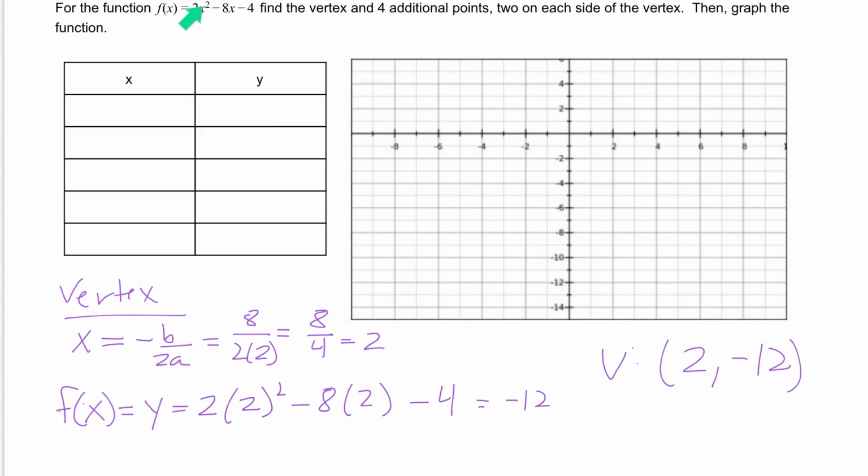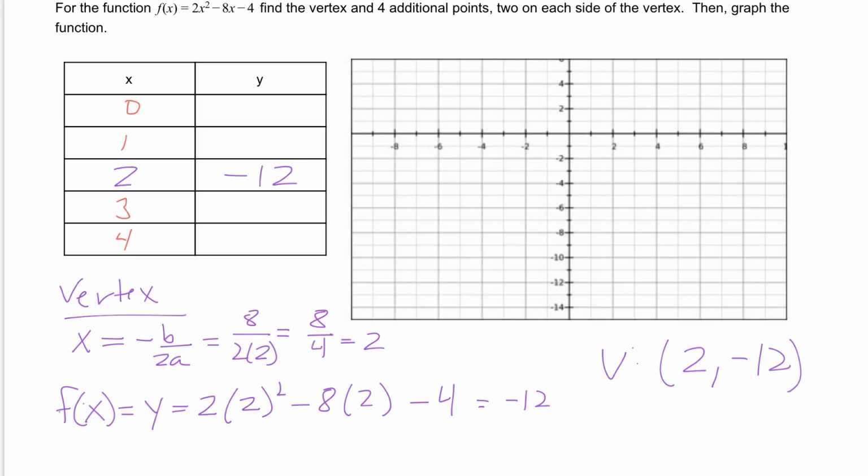We know that this function is going to open up because it's a positive leading coefficient, so that helps us know that our graph is going to look something like this, meaning this is going to be the lowest point of our graph. When we fill out our table, we're always going to put the vertex in the middle of that table. So I have 2, negative 12. Then I'm going to find some other points: 2 on this side and 2 on this side of my 2. Going down from 2, good points would be 1 and 0, and going up would be 3 and 4.